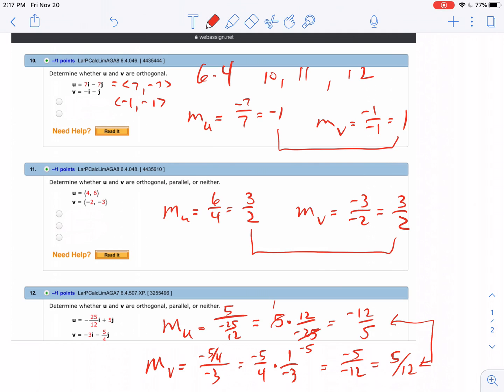So yes, I can do dot product to prove something's orthogonal or not, but because they also throw in the parallel or neither, I might as well just do the slopes.